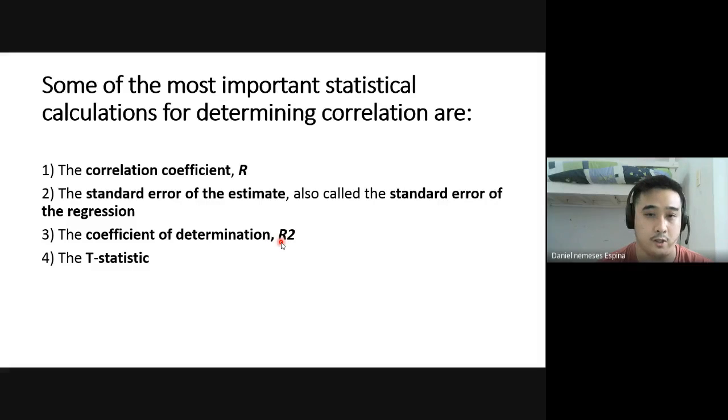how do you call this? Kumbaga, this is R squared. Okay? So dili na siya 2, na siya exponent. And then last is the T-Statistics. So we will discuss each of them, unsay relevance ani nga mga statistical calculation.